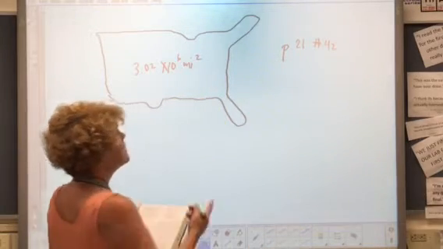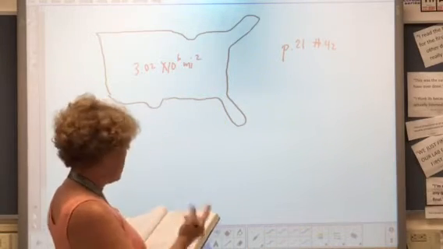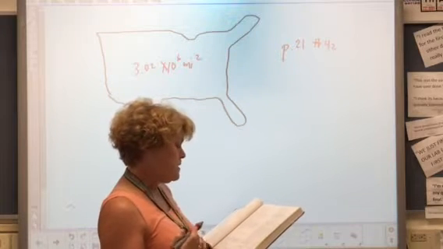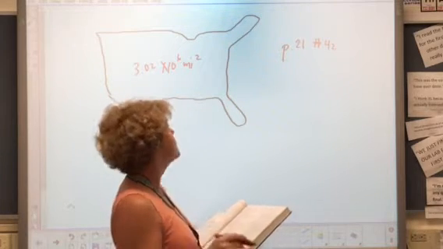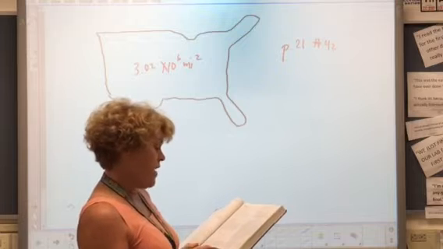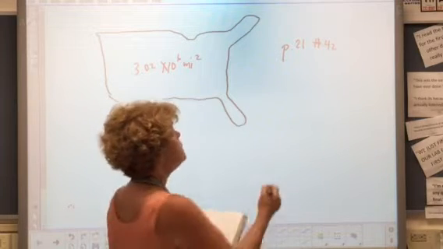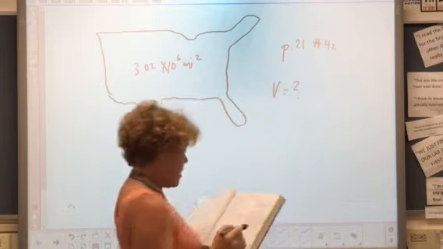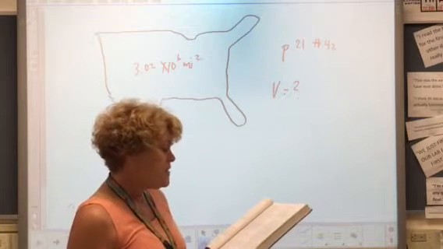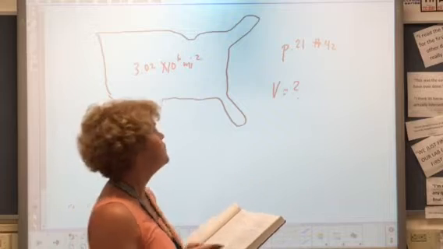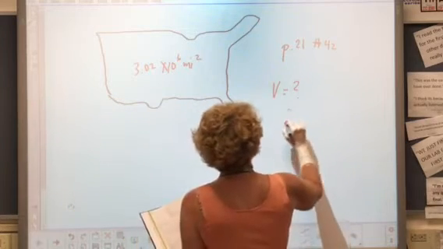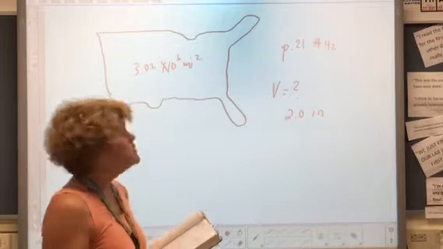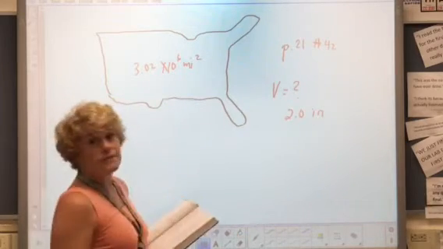Okay, so this is what's given in the problem. I drew a picture, I write down what's given. And the question's asking for, assume that these states are completely flat, no mountains and no valleys. What volume of water, so we're looking for the volume of water, would cover these states with a rainfall of 2 inches? Okay. So, we have to get to volume.